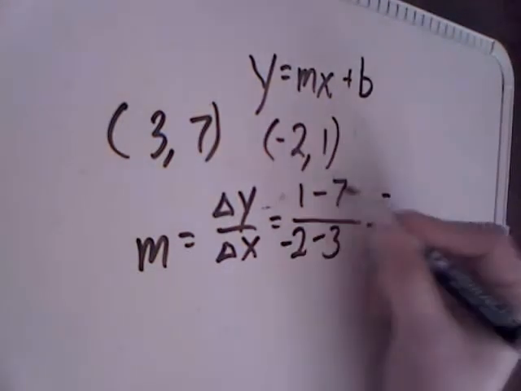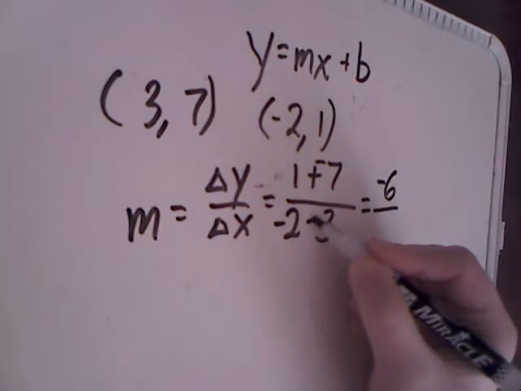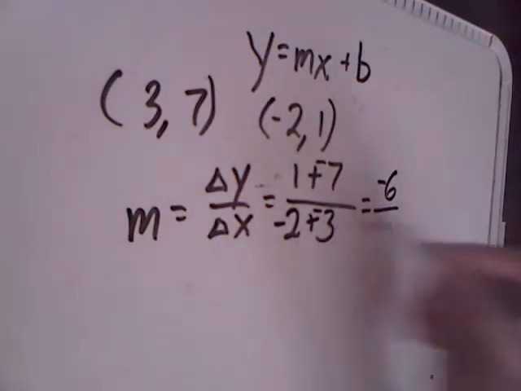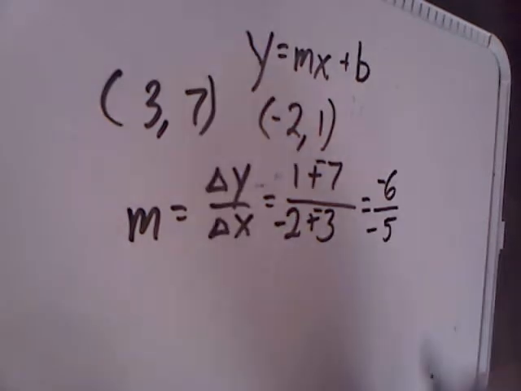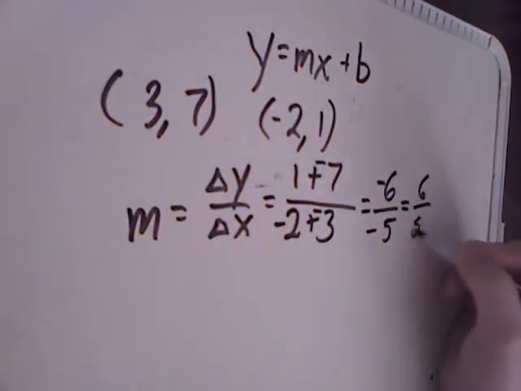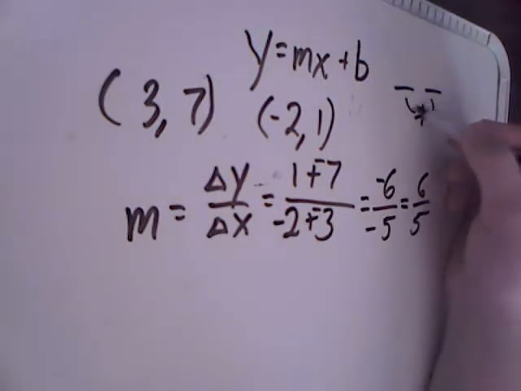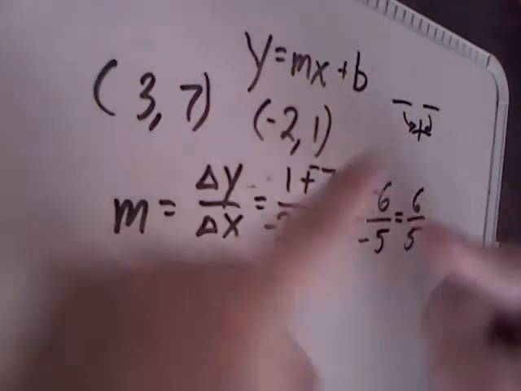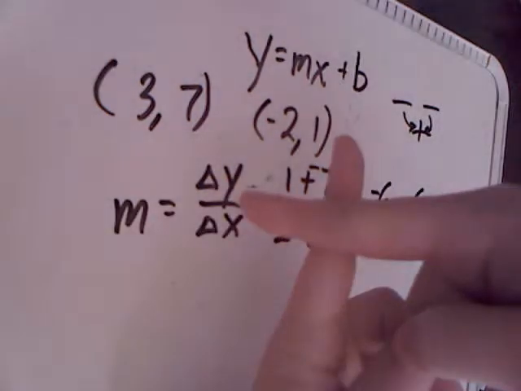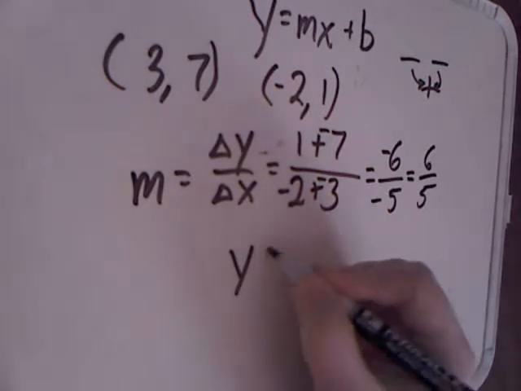1 minus 7, add the opposite. 1 plus -7 is -6. -2 minus 3, another add the opposite. Look at that, -2 plus -3 is -5. So what I have here is -6 over -5, which turns out to be just 6 over 5, because two negatives, as we know, combine to make a positive. Two negatives make a positive. So now that I have the slope, I'm going to put that into my equation.